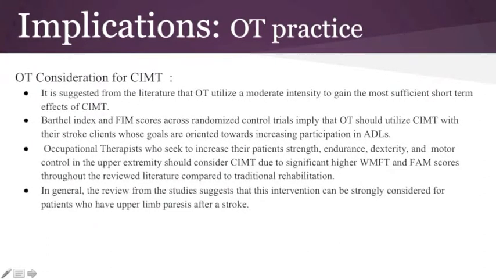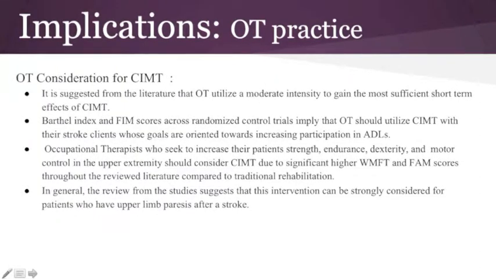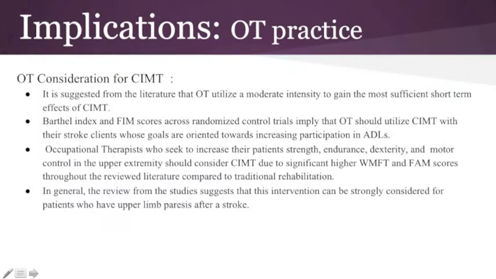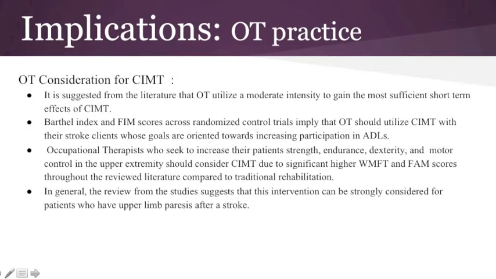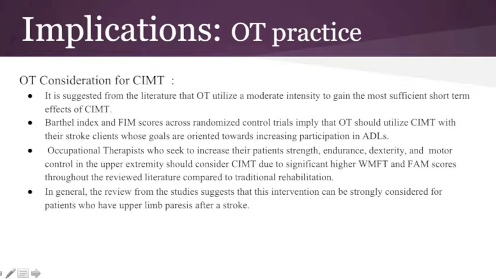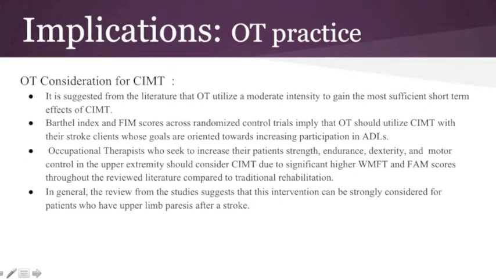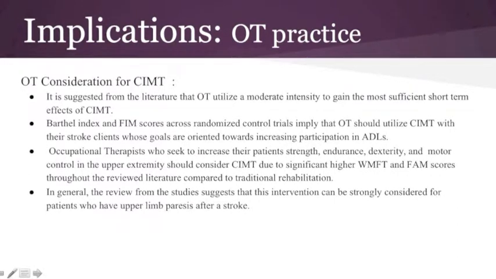The reviewed studies have proven optimal outcomes for occupational therapists who utilize constraint-induced movement therapy for stroke survivors with upper limb paresis. It is suggested from the literature that occupational therapy utilizes a moderate intensity to gain the most sufficient short-term effects of constraint-induced movement therapy. Barthel Index and FIM scores across randomized controlled trials imply that occupational therapy should utilize constraint-induced movement therapy with their stroke clients whose goals are oriented towards increasing participation in activities of daily living.